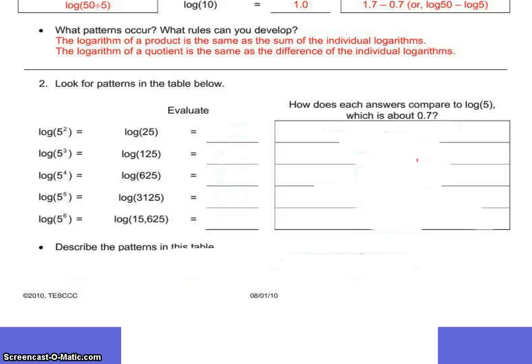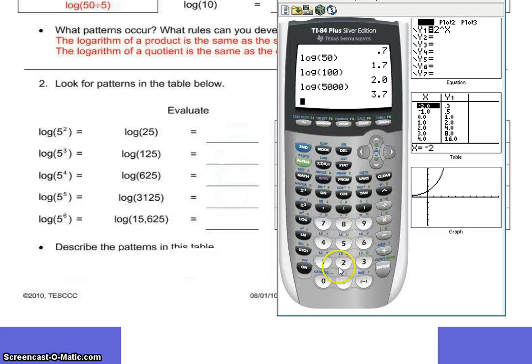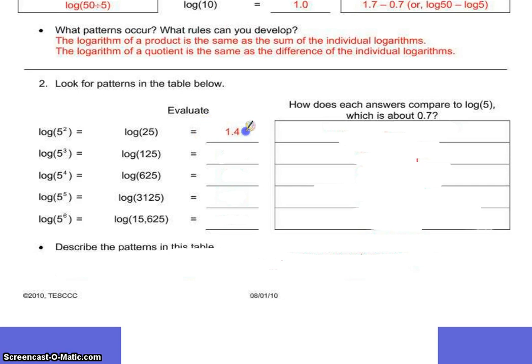Okay, now let's focus on the bottom part of the paper. Now I'm going to look for patterns in the table below. I know that 5 squared is 25. If I were to plug in the log of 25 on my calculator, I get 1.4. I noticed that 1.4 is twice as big as the 0.7 that I had above, correct? So I can deduce that 2 times 0.7 will give me 1.4. So it's twice as big as my log 5.